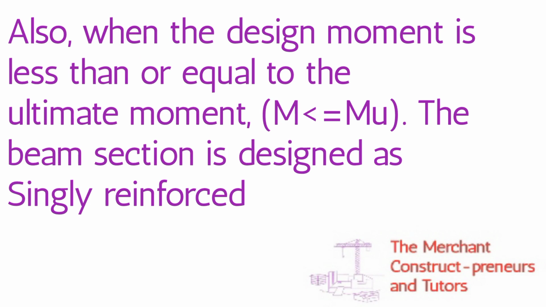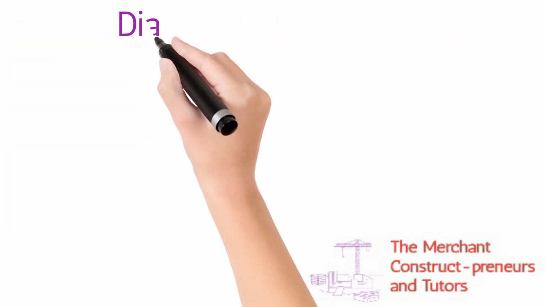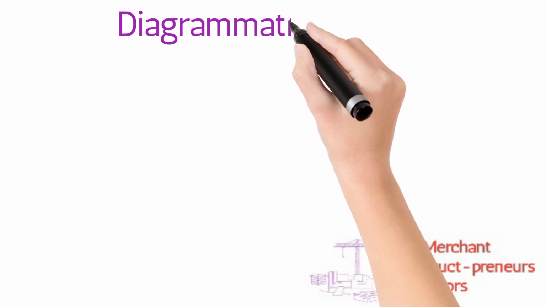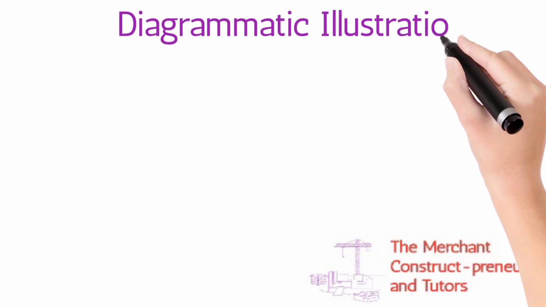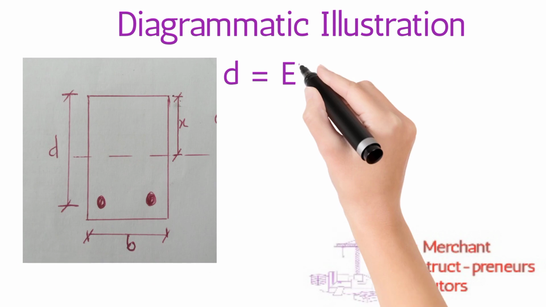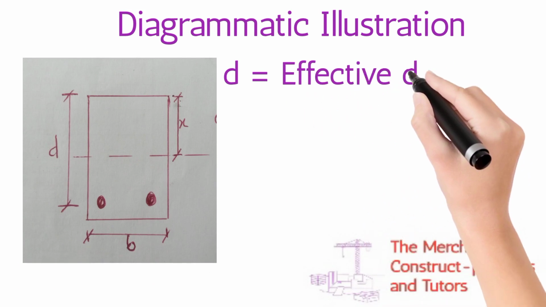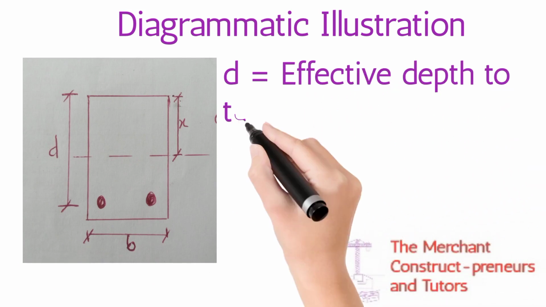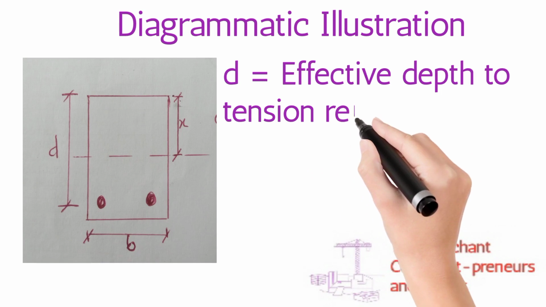Or when the design moment is less than the ultimate moment. Now we know about our stress-strain relationship. You know what the ultimate stress is. After the ultimate point we have the breaking point; we have the yield, then it goes to the ultimate. So if whatever you have designed is less than the ultimate, it is singly reinforced.